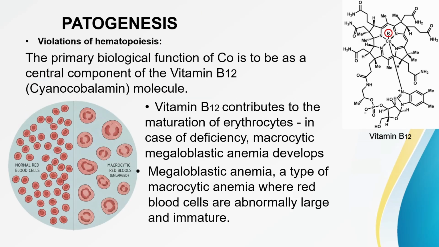Pathogenesis. Violations of hematopoiesis. The primary biological function of cobalt is to be a central component of the vitamin B12, cyanocobalamin, molecule. Vitamin B12 contributes to the maturation of erythrocytes. In case of deficiency, macrocytic megaloblastic anemia develops. Megaloblastic anemia, a type of macrocytic anemia where red blood cells are abnormally large and immature.